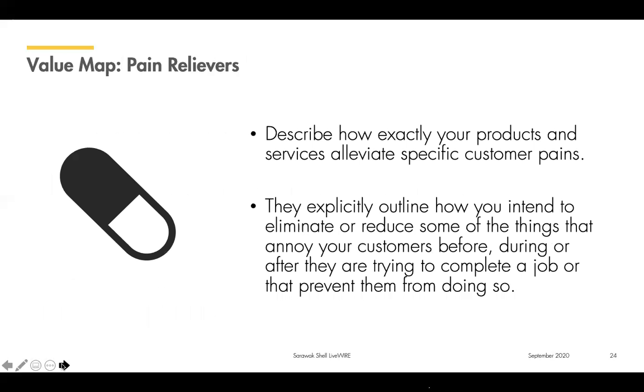Okay. In the value map, there is the pain reliever. Describe how exactly your products and services alleviate certain customer pains. So when working on the value map, go back to the customer profile and make sure that they talk to each other. They are in relation with each other. Once we have identified what is important and your product actually resolves that, you specifically outline what you intend to eliminate and reduce: some of the things that annoy your customer.